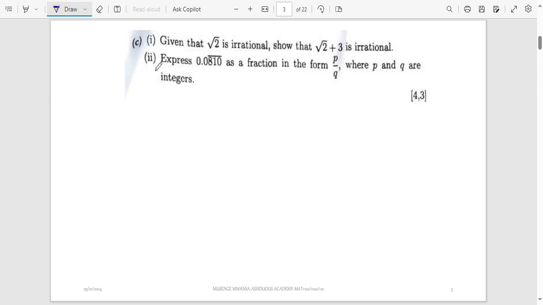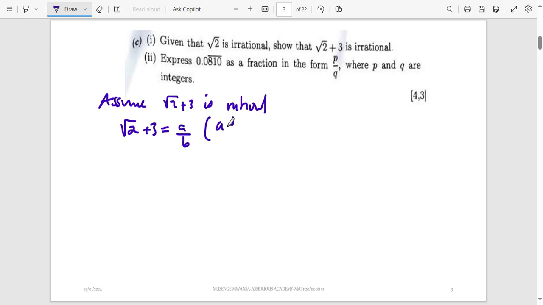Given that square root of 2 is irrational, show that square root of 2 plus 3 is irrational. You use the contradiction method. The first thing is to assume that what you've been given, square root of 2 plus 3, is rational. Every time something is rational, it means that it can be written in the form a over b, where a and b are integers in their simplest form. We also call them co-primes, meaning two numbers which cannot be divided by the same number, and b in the denominator can't be equal to 0.